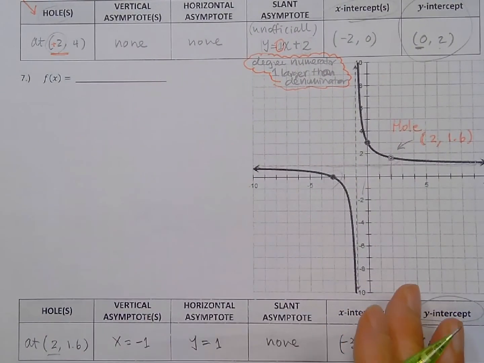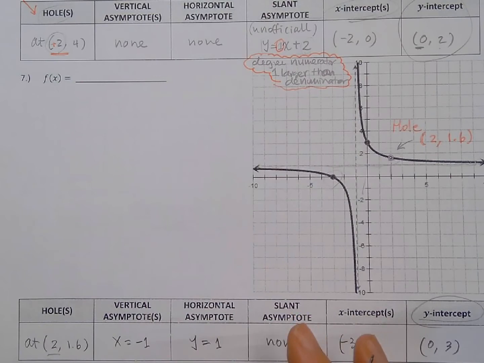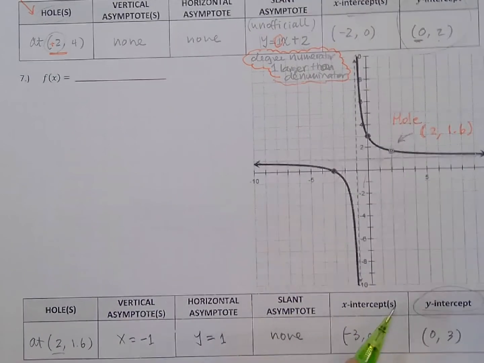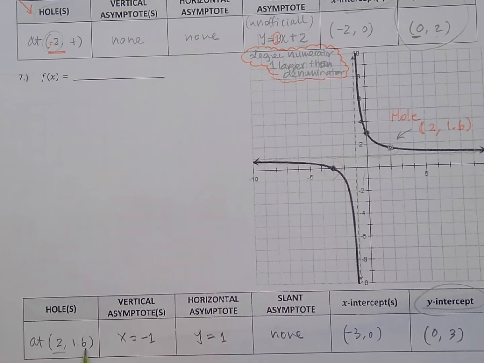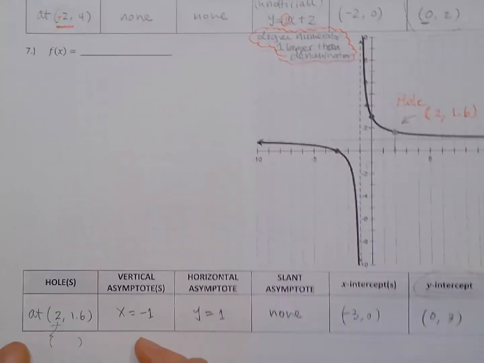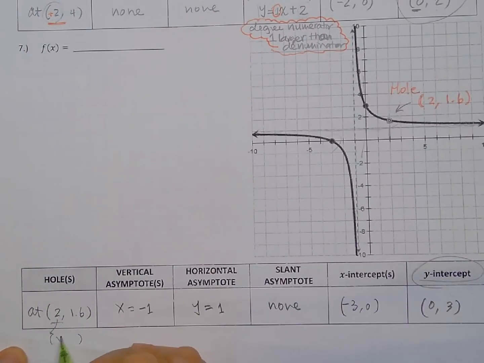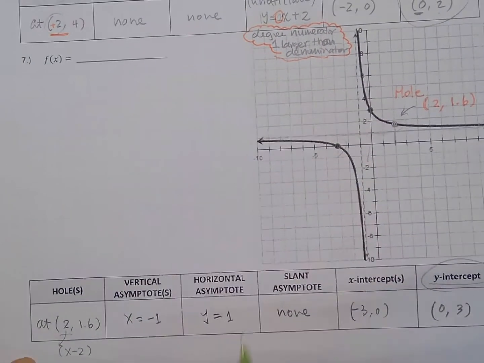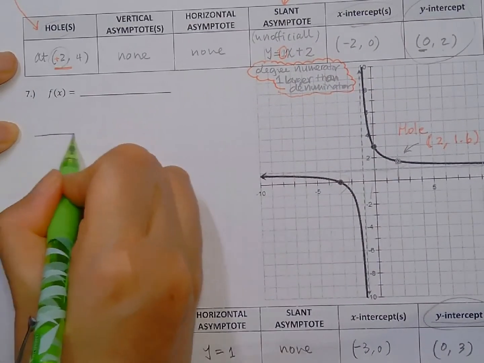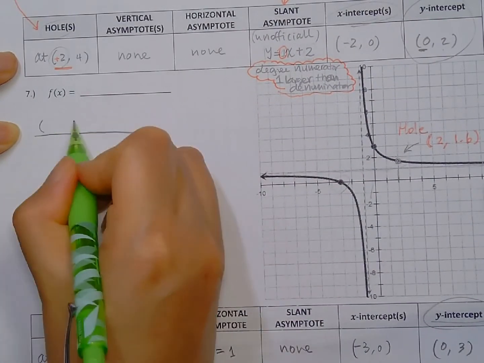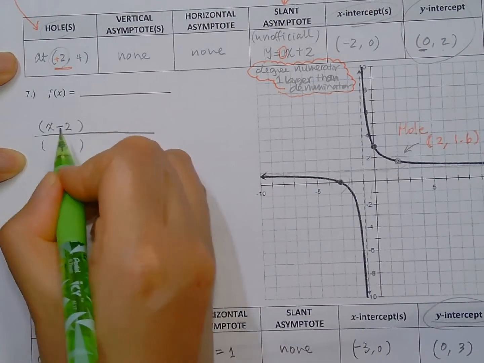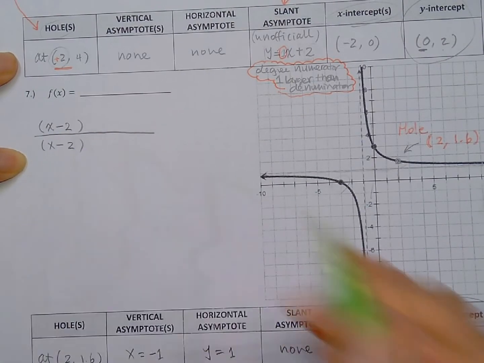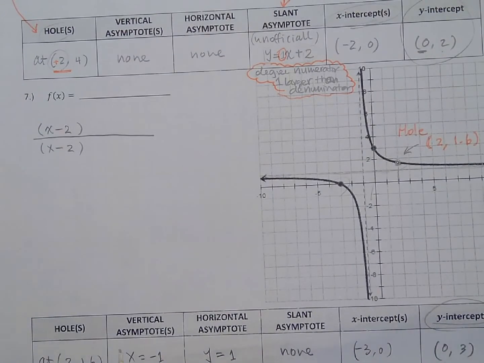start from the fact that we have a hole. Where is the hole? (2, something). So then this will determine the common factor that we were canceling top and bottom. It was x what? x - 2. Then let's start by writing the common factor that we were supposed to cancel top and bottom: x - 2, top and bottom. Okay.